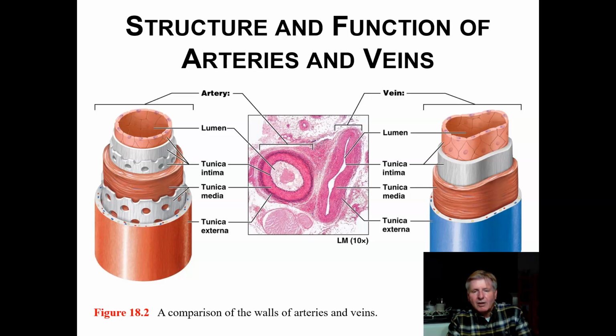And also you have this kind of serrated, irregular, scalloped appearance of the lumen. But the same three layers are present, with much less tunica media in a vein than when compared to an artery.